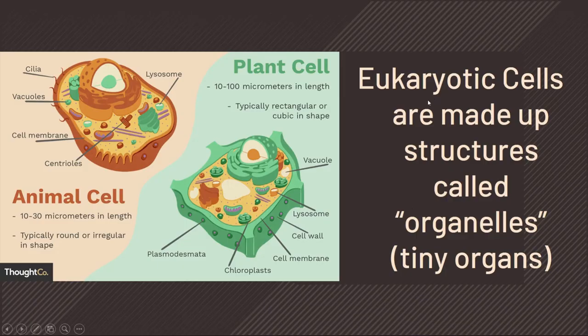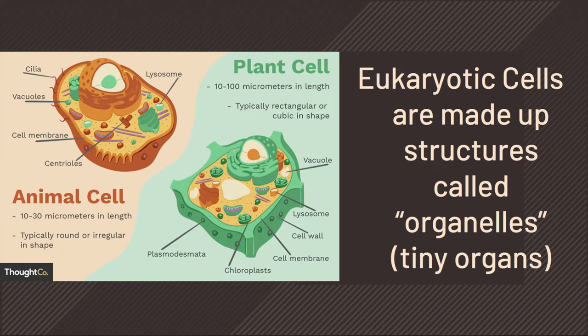Okay, so the eukaryotic cells are made up of structures called organelles. So why is it called organelles? Because the cell is so tiny, its parts or structures are also like tiny organs. So that's why it is called organelles. And also looking closely at both illustrations of the animal cell and the plant cell, both have similarities and differences in their cell organelles or structures. So later in this lesson, we will get to know each of the cell organelles or structures or components, and also their corresponding functions. And also we will get to know in what type of eukaryotic cell these specific organelles are located.